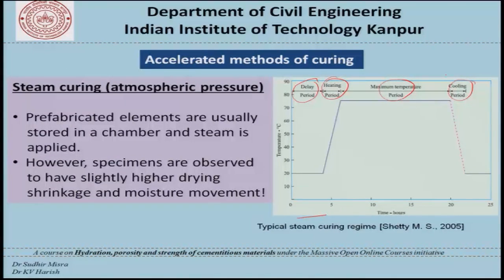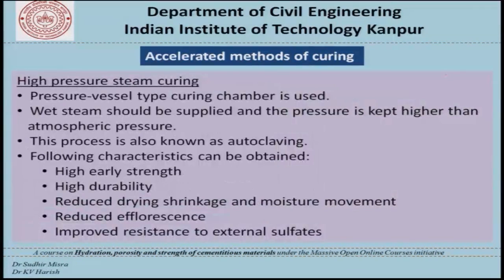Now, steam curing can be carried out at atmospheric temperatures, as has been suggested here, or it can be carried out at higher pressures. In this case, there is a pressure vessel type curing chamber and we use wet steam, and pressure is kept higher than atmospheric, and this process is also known as autoclaving. The following characteristics can be obtained if we use this autoclaving curing process: high early strength, high durability, reduced shrinkage and moisture movement, reduced efflorescence, improved resistance to external sulfates, and so on.